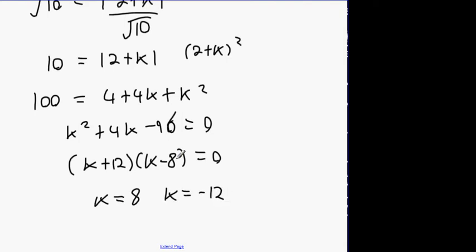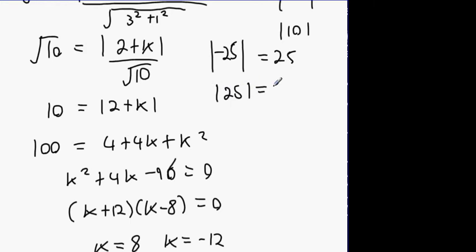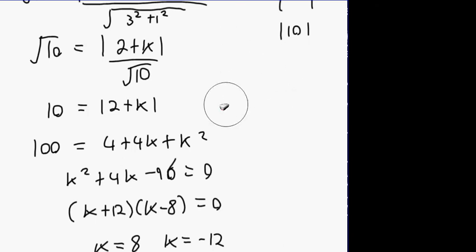Now, somebody asked me just about the shorter way of doing it. See, what modulus means is, if I had minus 25 in this, the answer is 25. And if I had 25, the answer is still 25. It just means take the positive value. Okay? So the way I picture this is, this is equal to 10, so this part here can either be minus 10 or plus 10.